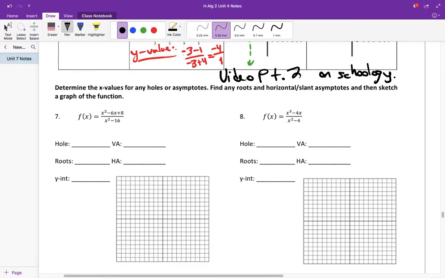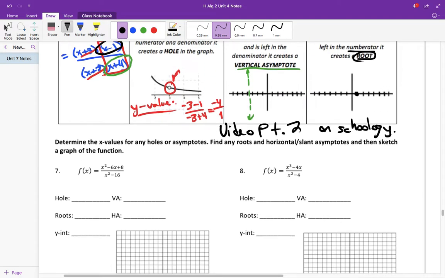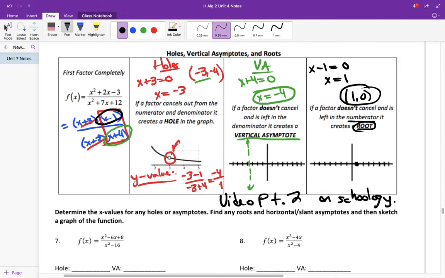Just to summarize what we were talking about as the announcements interrupted this first video, I think we were able to get through holes without any trouble. When we got to vertical asymptotes, we started to get interrupted. Keep in mind, vertical asymptotes come from any factors left in your denominator. Looking at this one, x equals -4, notice that's a vertical line when you write that as an equation.